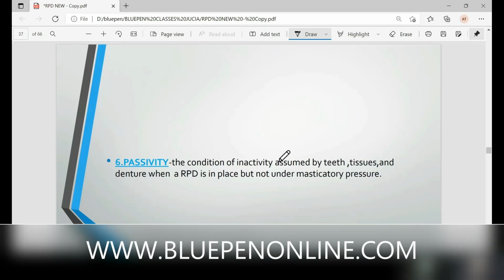Now what happens if the clasp is not seated properly? You have delivered an RPD to a patient, and while putting in the RPD, the clasp was not seated properly.